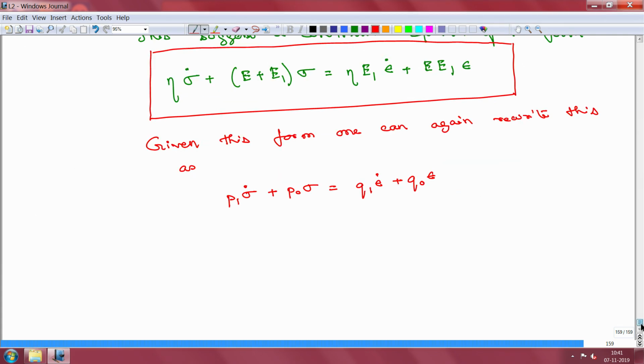The only difference now is that the values of the coefficients are changed. So, I have to now specify what the values are. P1 is equal to eta, P0 is E plus E1, Q1 is equal to eta E1, and Q0 is E E1.